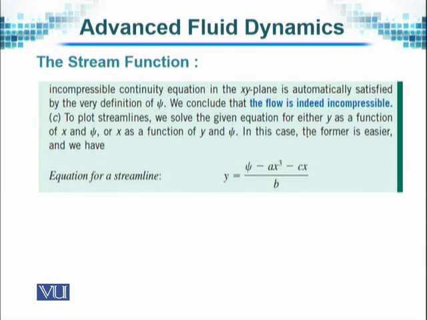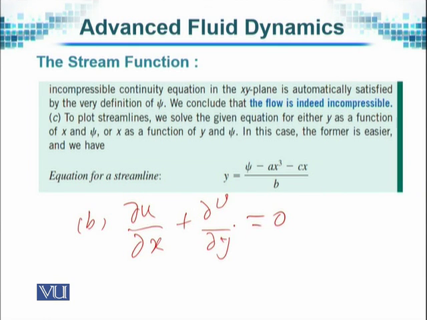Then the other thing that we need to do is plot different streamlines as given by psi for different values. Earlier, the B component of this question wanted us to verify that ∂u/∂x plus ∂v/∂y is equal to 0. We need to verify this, the continuity equation in two dimensions. From whatever values of u and v we have obtained, if we substitute here, we will see that this is identically satisfied. The B part is done.